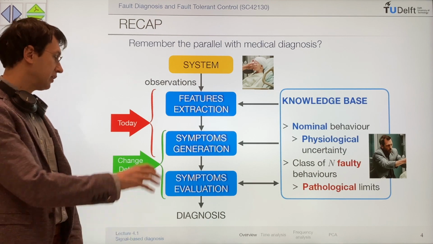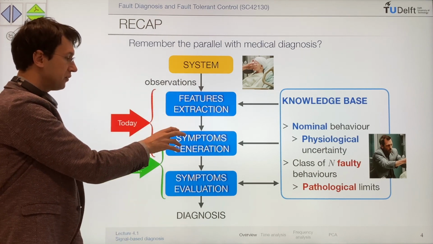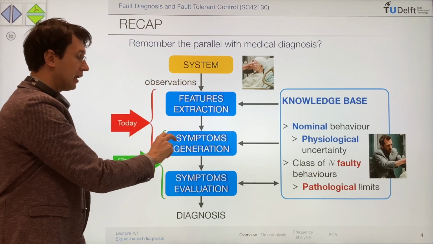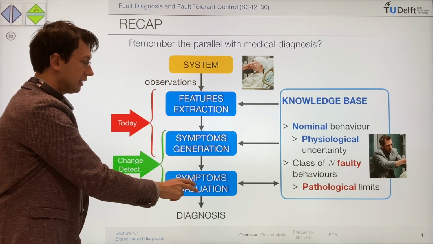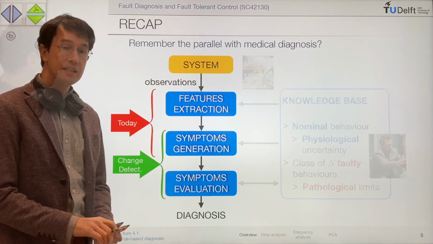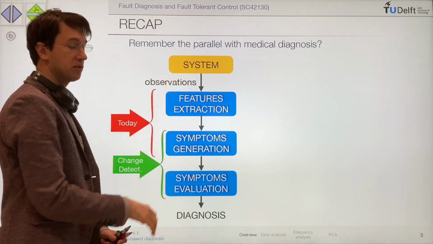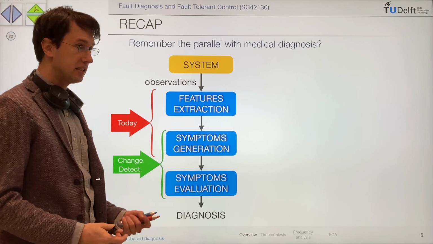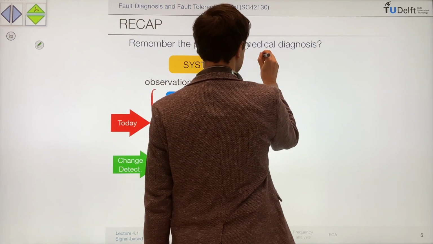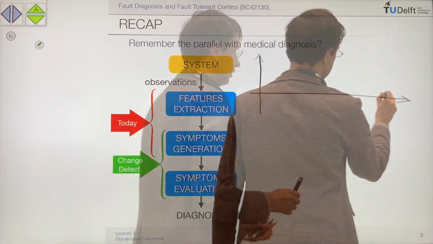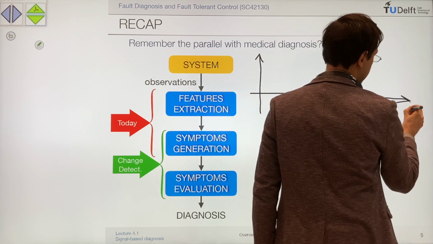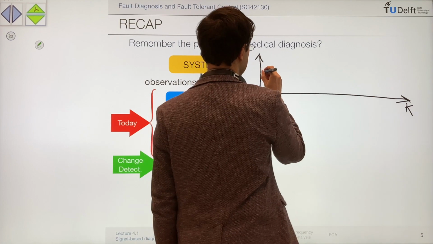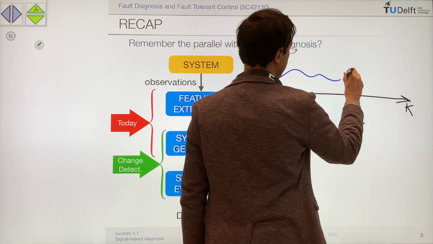Today, instead, we are talking about methods to address the first two steps: how to extract features from observations and how to generate symptoms, then later we evaluate. In this case, observations correspond to the time history of some measurement, so a signal, something over time. Over discrete time, usually, we assume to have this signal. I'm not drawing individual samples.